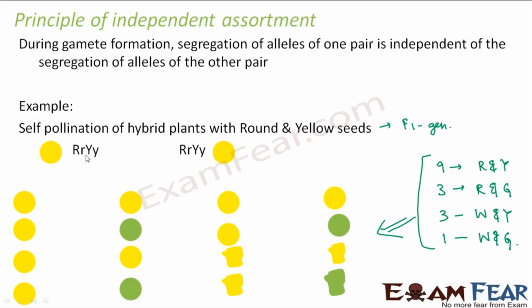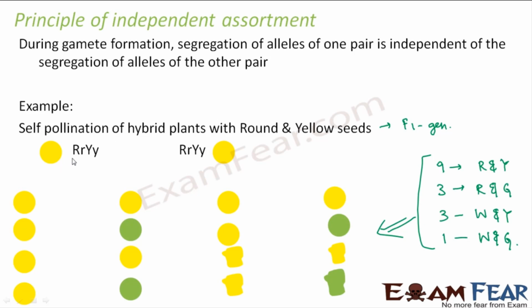Correct? So this shows that it is not necessary that round and yellow always have to be together. Right? Round is the shape of the seed, yellow is the color of the seed, and they are independent of each other. Round can also exist with green color, round can also exist with yellow color. Similarly, wrinkled can exist with green color as well as with yellow color. So each pair is independent of the other pair.